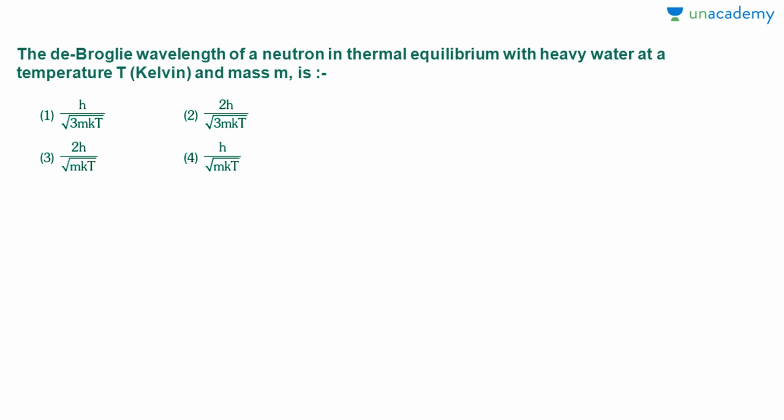Now the second question: the de Broglie wavelength of a neutron in thermal equilibrium with heavy water at temperature T Kelvin and mass m is, four options are given. First thing first, don't panic with words like thermal equilibrium, heavy water. If you are clear with your concepts and you remember your formulas for kinetic energy, you will be easily able to solve.